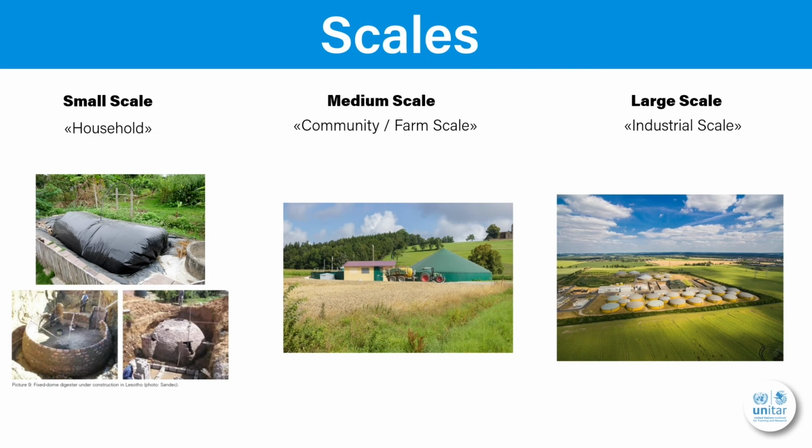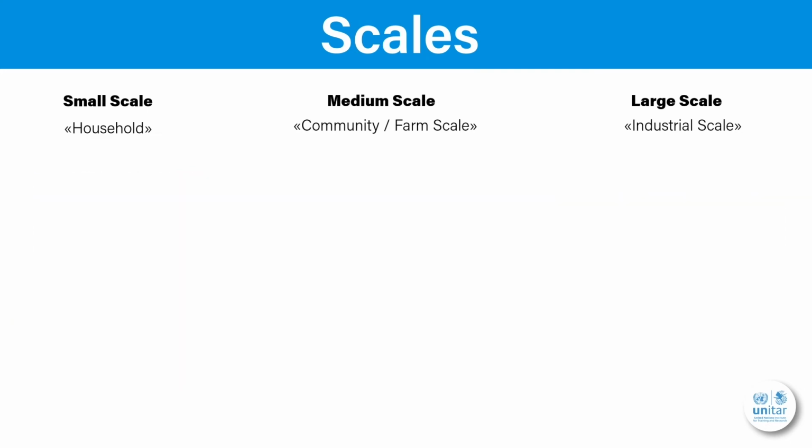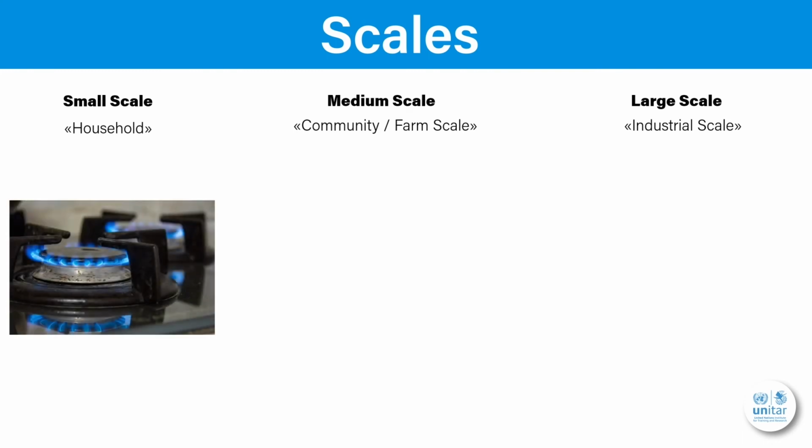Let's see what we can do with the biogas at various scales. At household level, or small scale, we produce only a few cubic meters of biogas per day. The main use of biogas is for cooking. The biogas is burned in modified gas stoves for that purpose. The produced biogas lasts on average for about 2 to 4 hours of cooking per day.